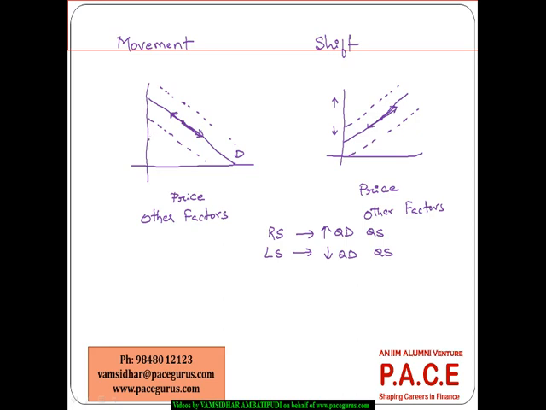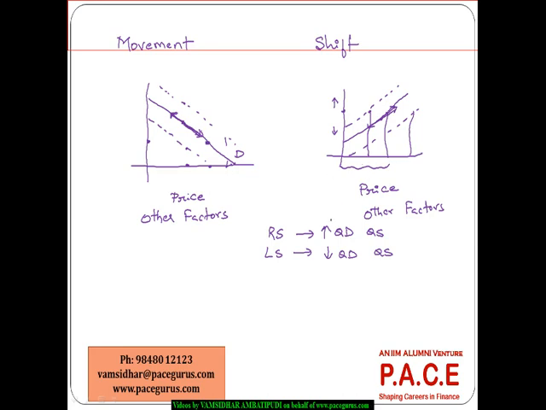Now if you see, for this price, originally this is the quantity demanded. But if there is a left shift, the quantity demanded is coming here. If there is a right shift, the quantity demanded is coming here. Similarly, if the price is somewhere here, originally the quantity supplied is this much, whereas a left shift is causing the quantity supplied to typically go down, and the right shift is causing the quantity supplied to typically go up.